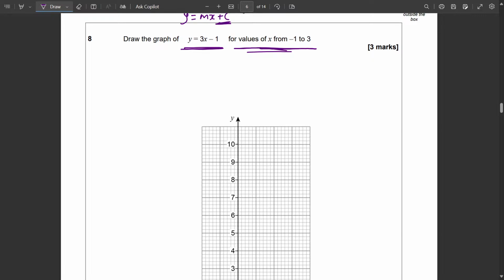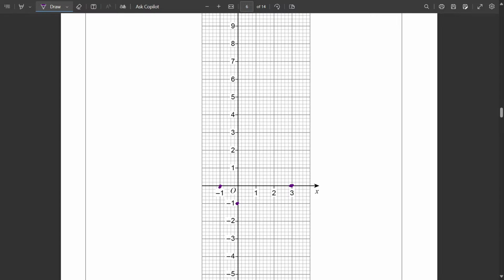What else do we need? We need the gradient. M is the gradient. That's the change in y divided by the change in x. So what's the change in y? That's 3, divided by the change in x, which is 1. 3 divided by 1 is 3. So that means if I move 1 across from here, I should be going 3 places up. So that's 1, 2, and 3.